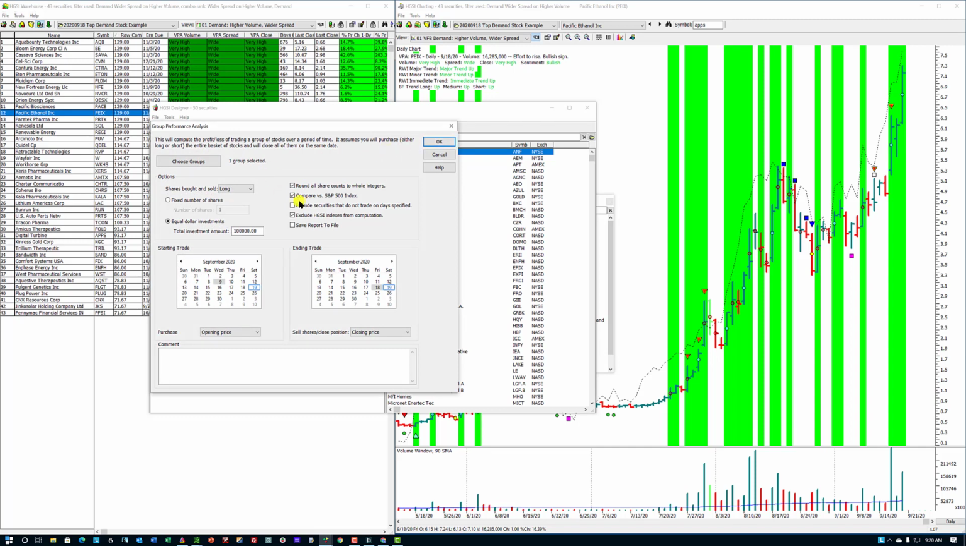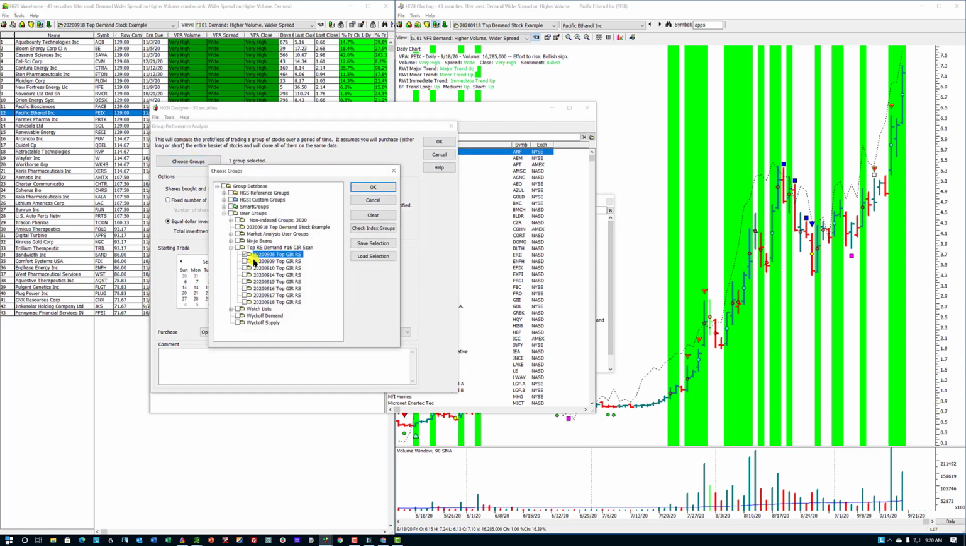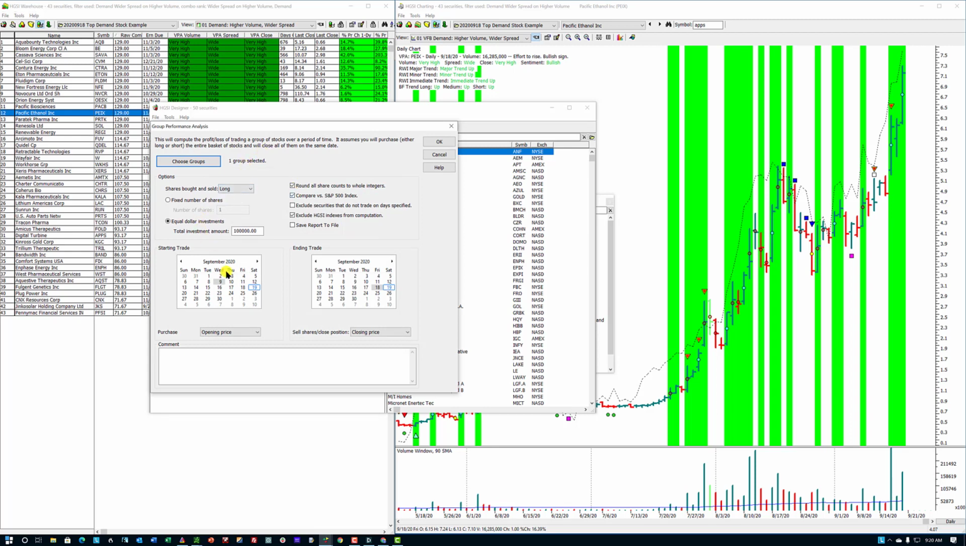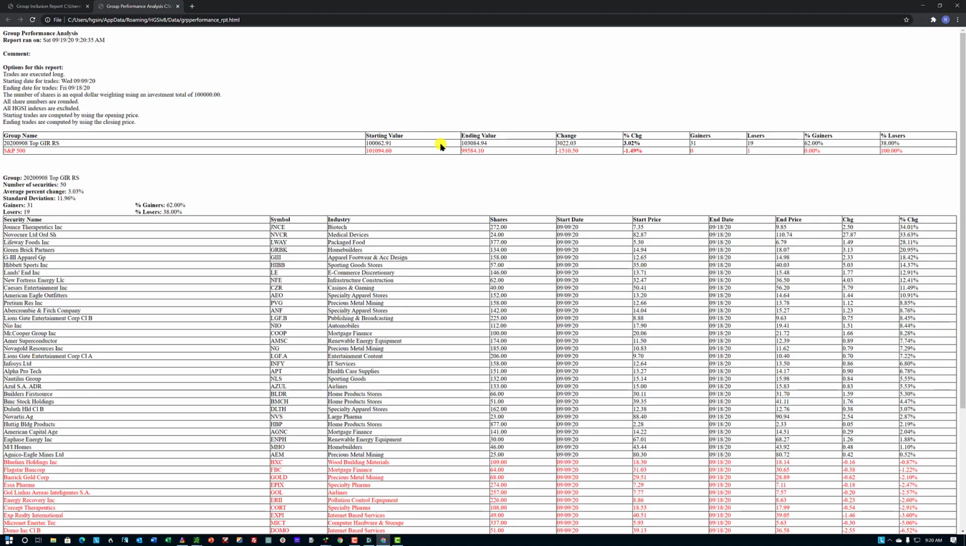I'm going to do a couple of things here. I'll run this one first. I'm going to choose the group, and this is the 8th. And I'm going to click on the 9th, and it'll be the opening price on the 9th through Friday yesterday, the closing price. Let's see how this group of stocks did over that time period. So I ran it.